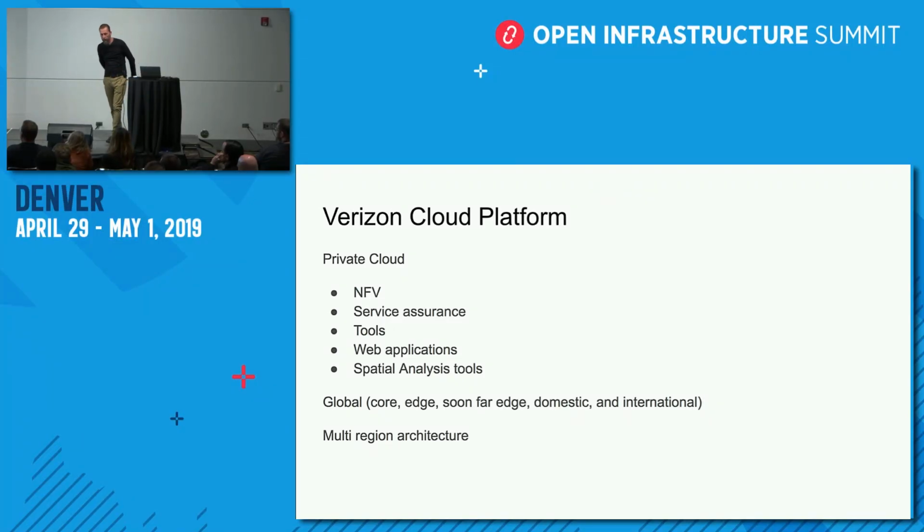What do we look like? So we're a private cloud. We support NFV. We support service assurance tools for the applications, but also for the infrastructure itself. We run some of our tools in VCP, but we also have a separate infrastructure where we run the OA&M tools as well. We want them to be running when we have problems with our regions. We've got a lot of web applications. We've got some spatial analysis tools that are in there as well. And again, it's global in scope with a multi-region architecture.